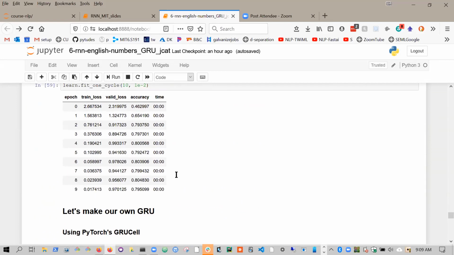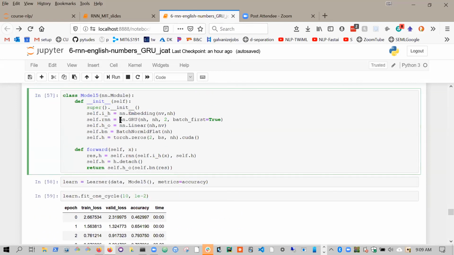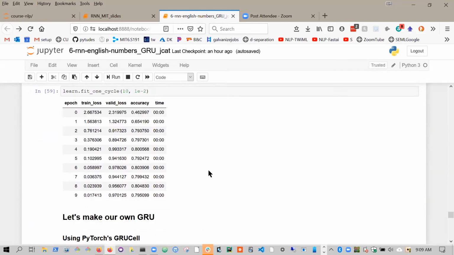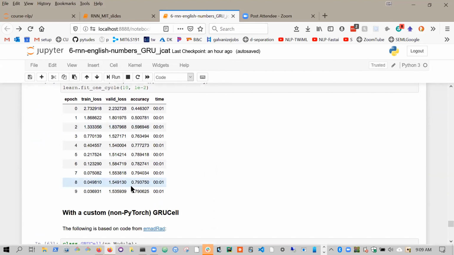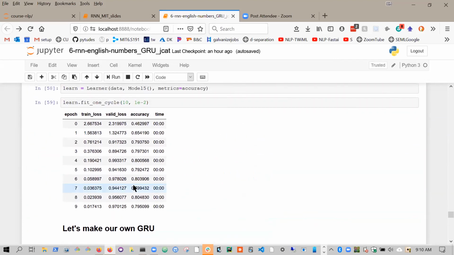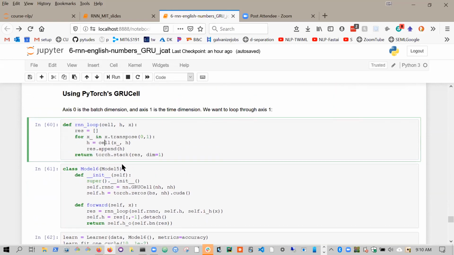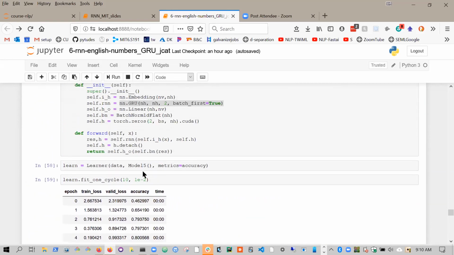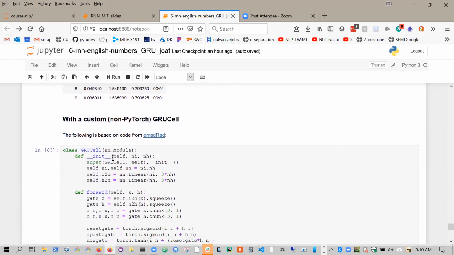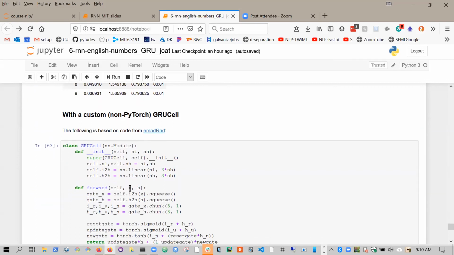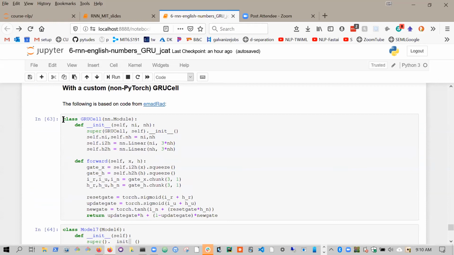Okay, so now we used PyTorch's internal implementation of the GRU. Now Jeremy builds the same architecture from scratch, or at least more from scratch than before. Gets the same accuracy, 79%. So model 6 is equivalent to model 5, and it gets roughly the same accuracy. And then the third iteration, he builds a custom GRU cell. I'm not sure what, oh, here it is.